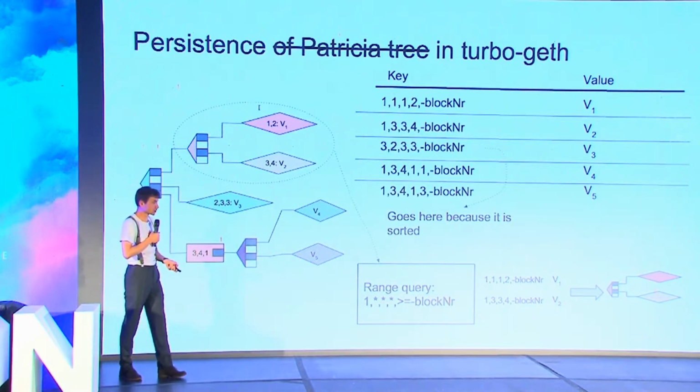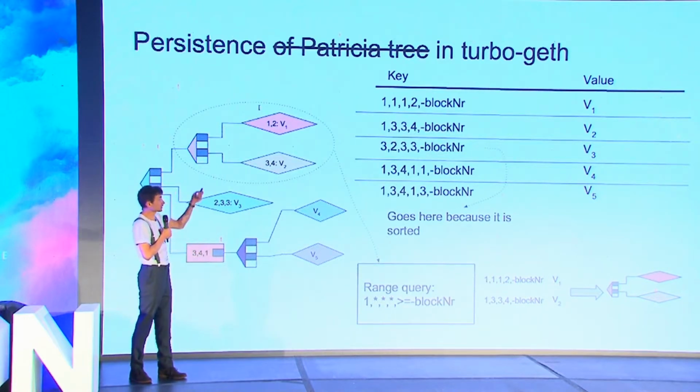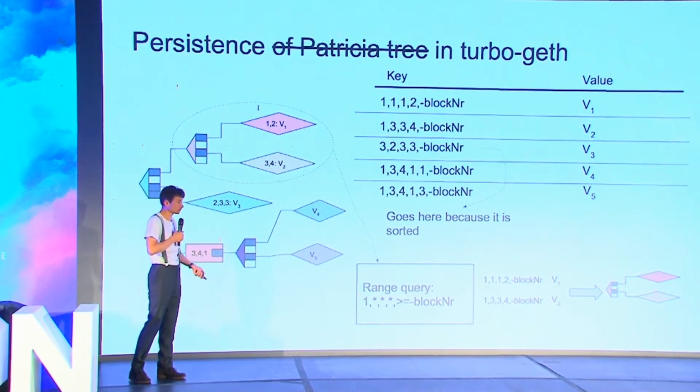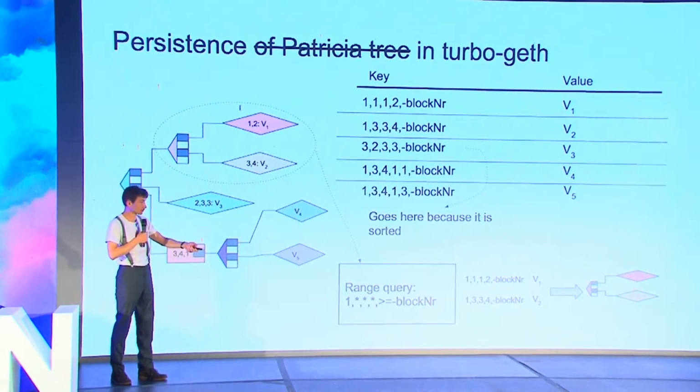I will talk about this range query a bit later, but essentially you can see there's no Patricia tree in the database at all, and that has some interesting consequences.